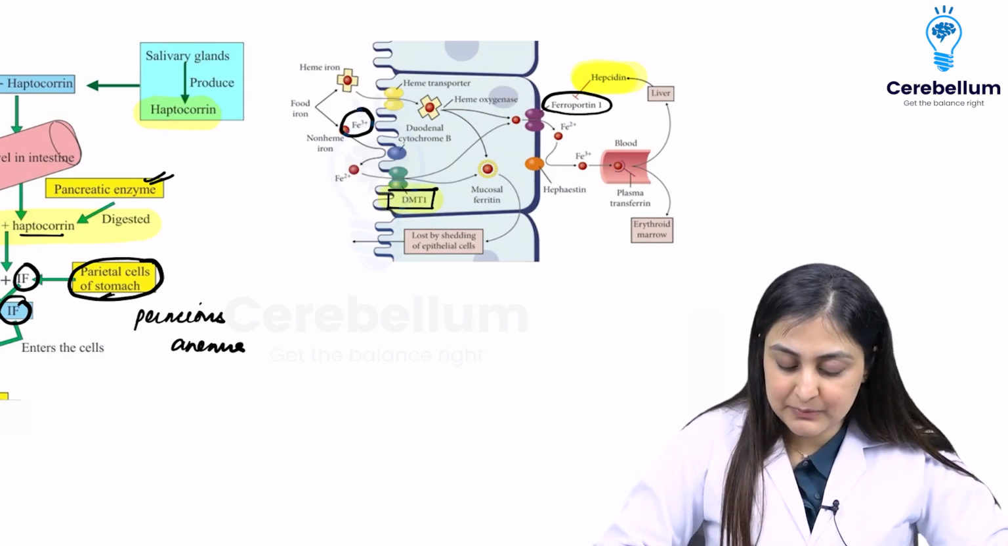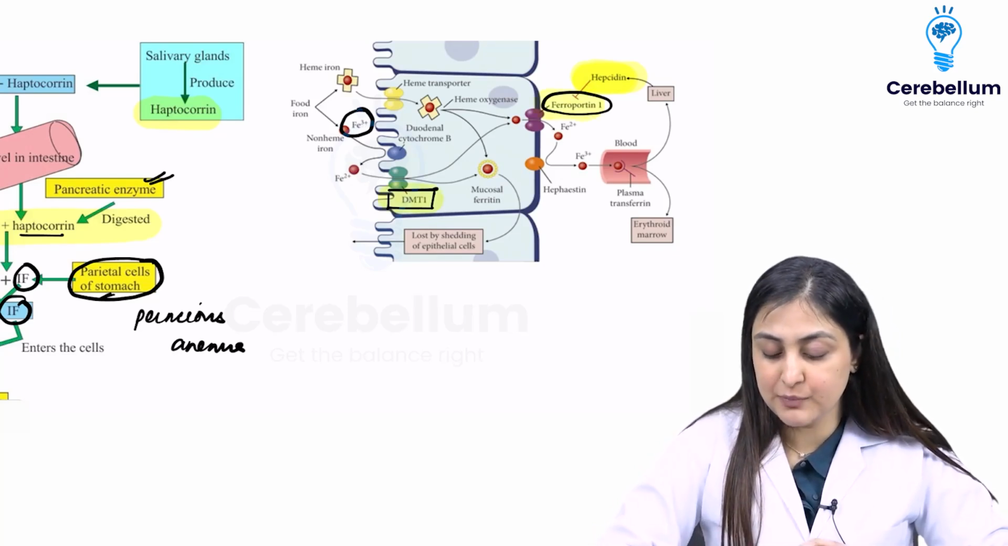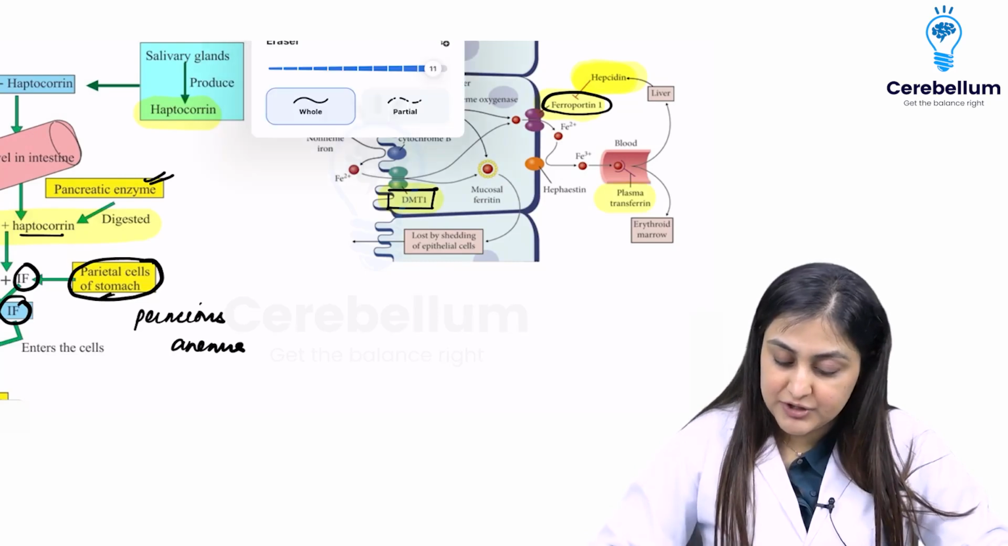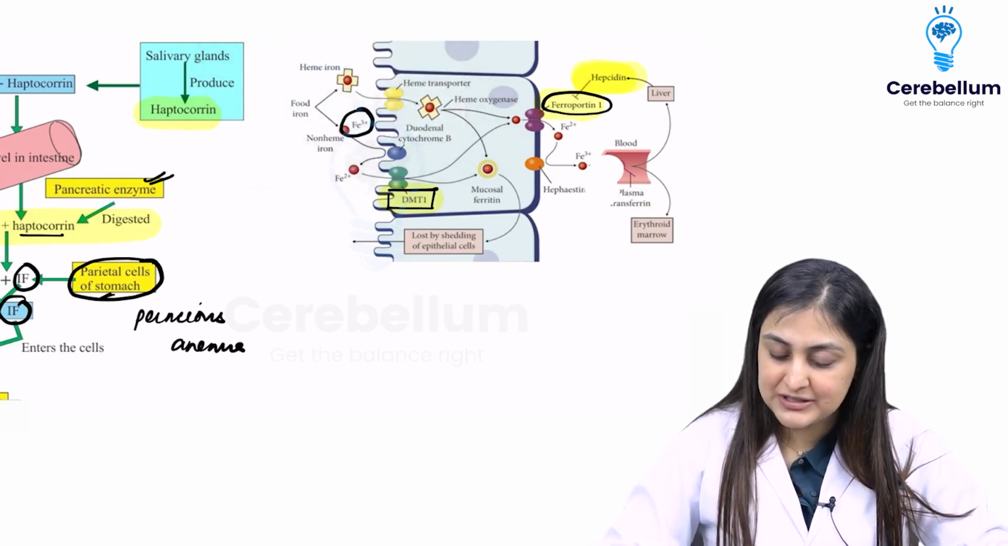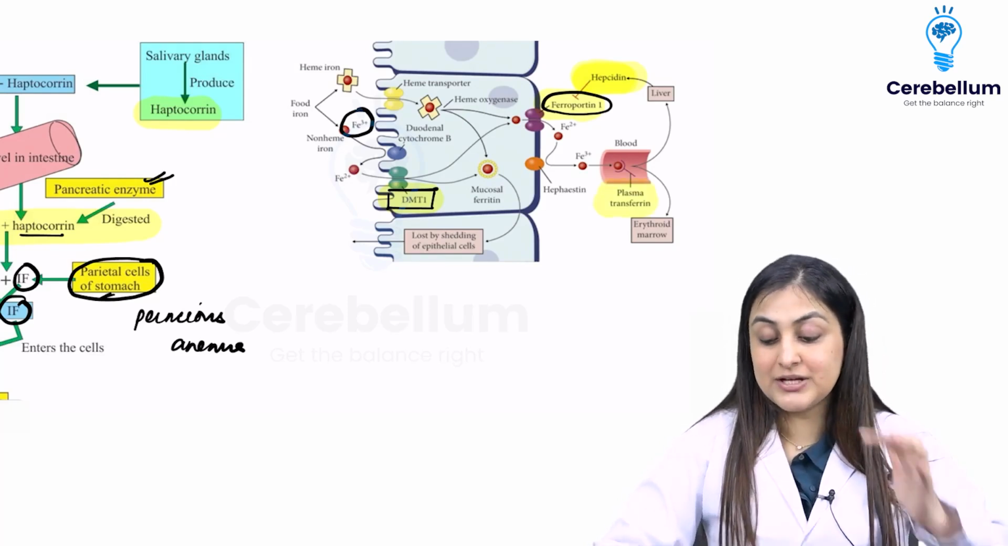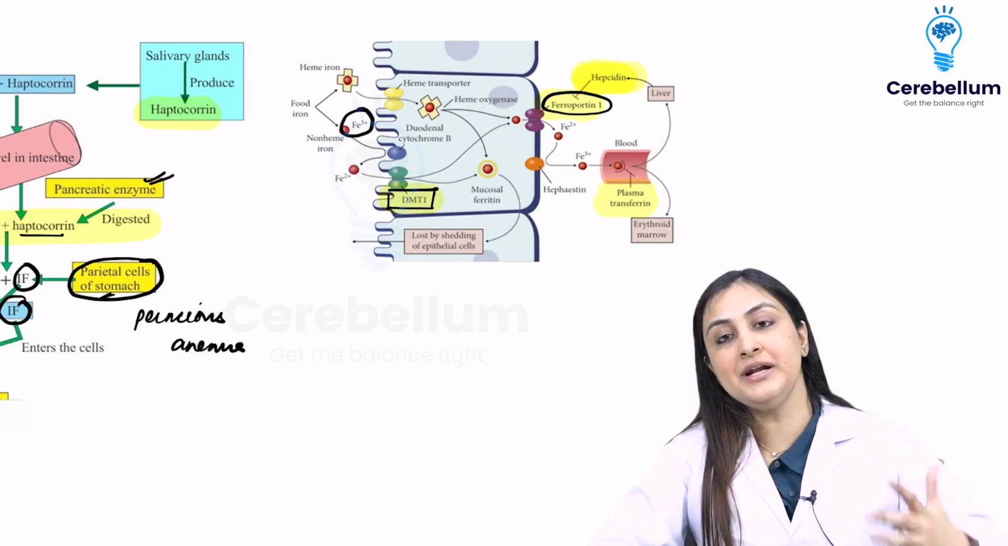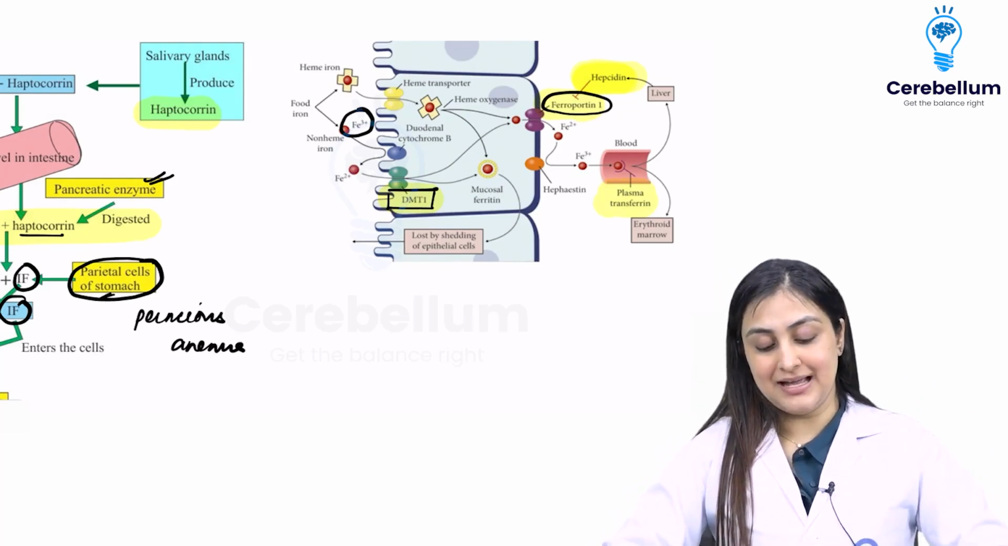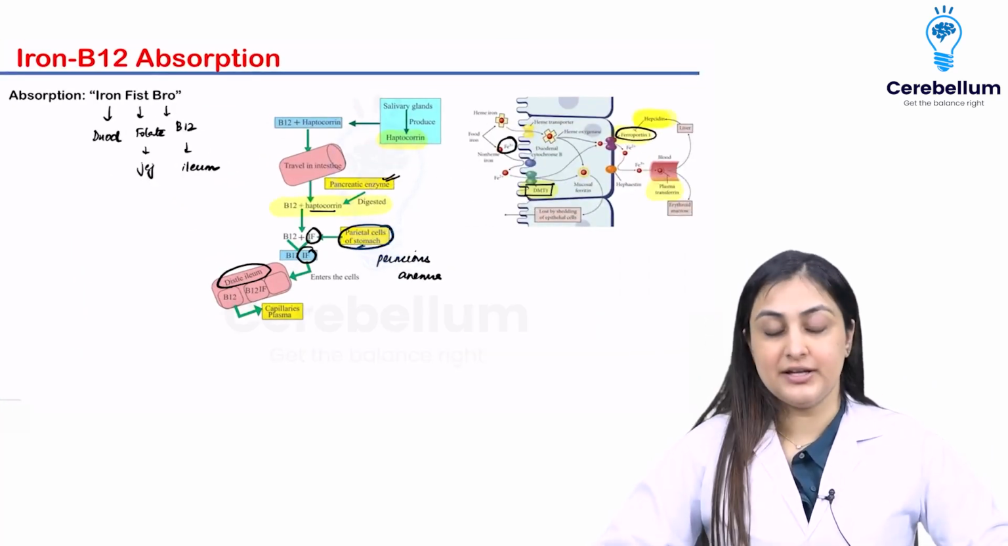So you just want to remember DMT1 on this side and ferroportin on this side, with conversion into Fe3+, which then binds to plasma transferrin, circulates in the blood and goes to the erythroid marrow. So this is about iron and B12 absorption in a nutshell.